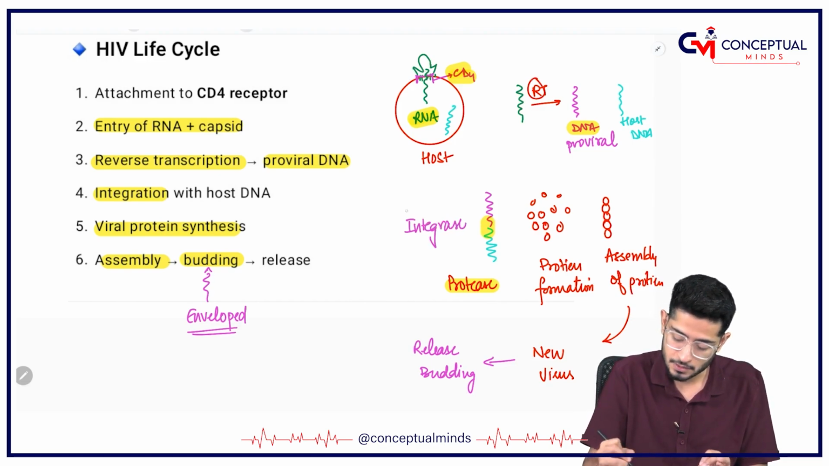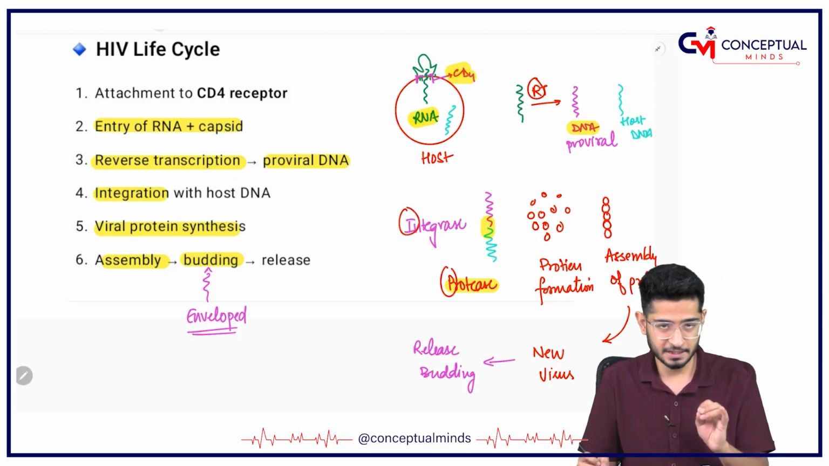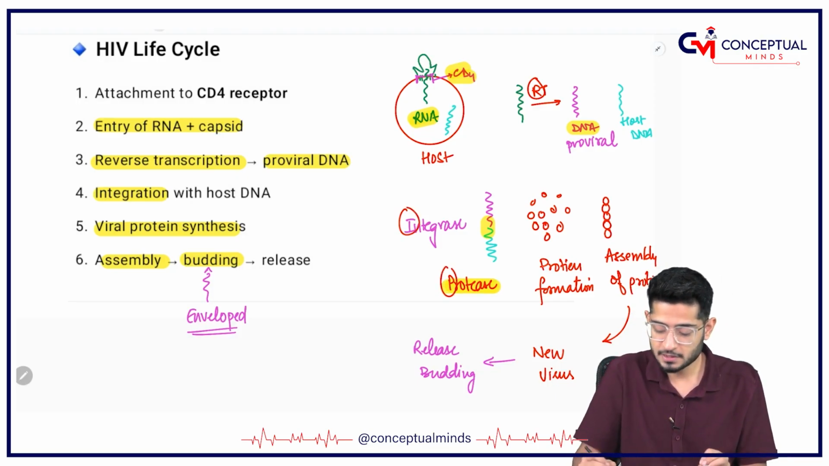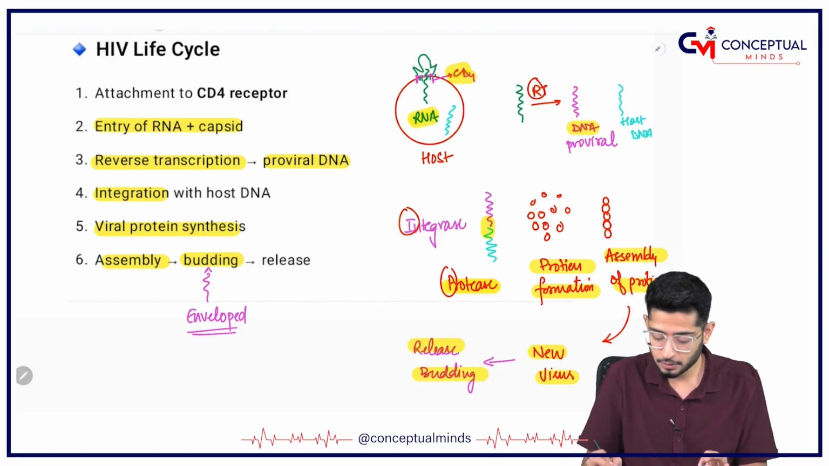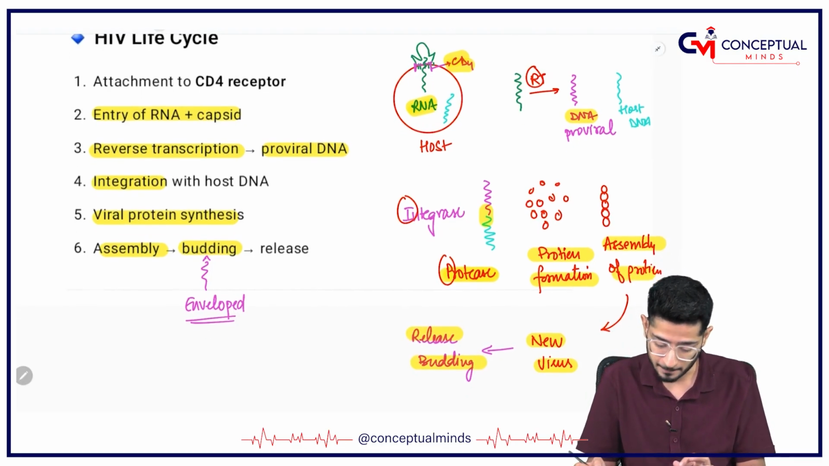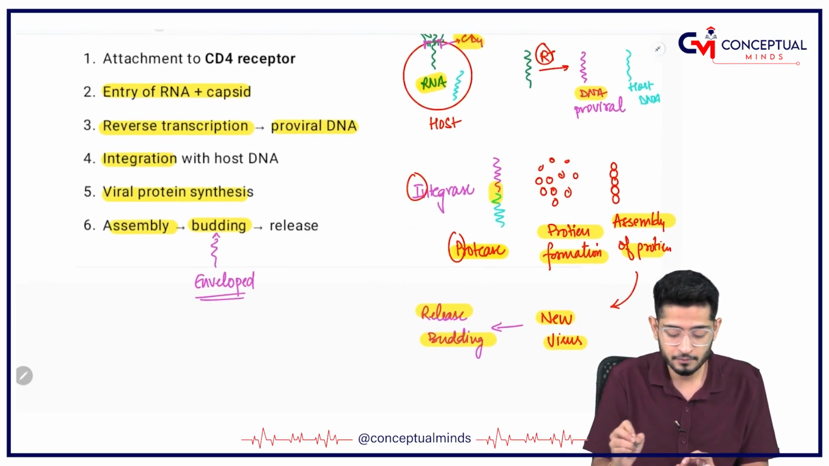RIP is being used: Reverse transcription, Integration, Protease. After integration, the protease will lead to protein formation, and after that there will be assembly of proteins, which further leads to new virus formation, and in the end the virus is released with the help of budding. So, this is the life cycle of HIV.